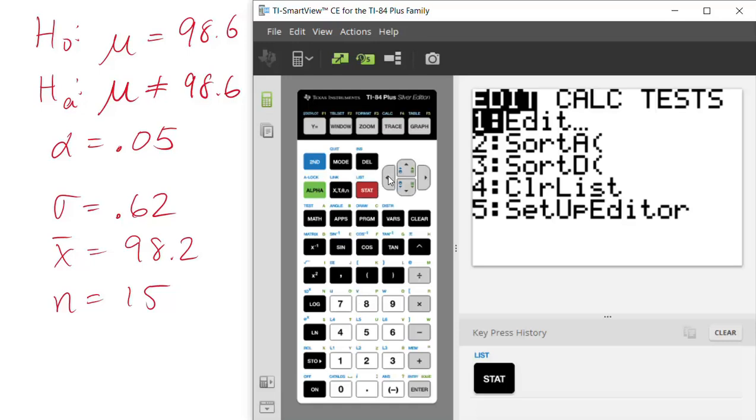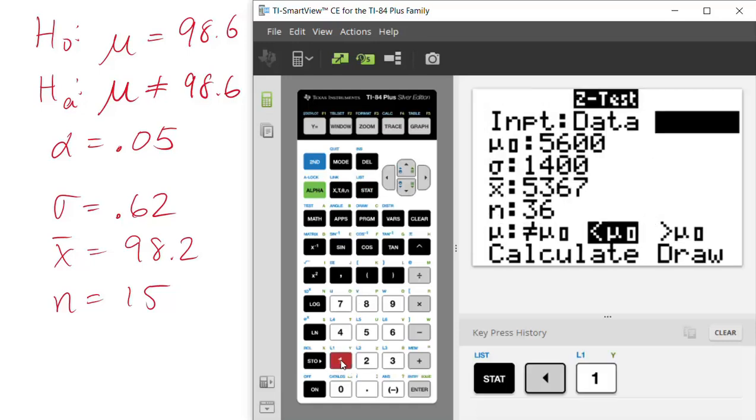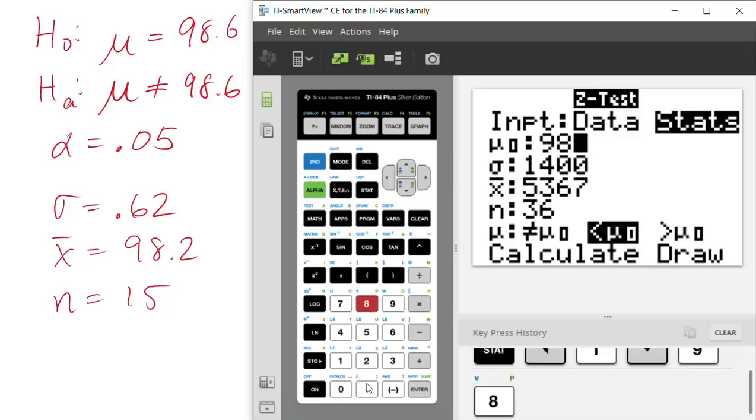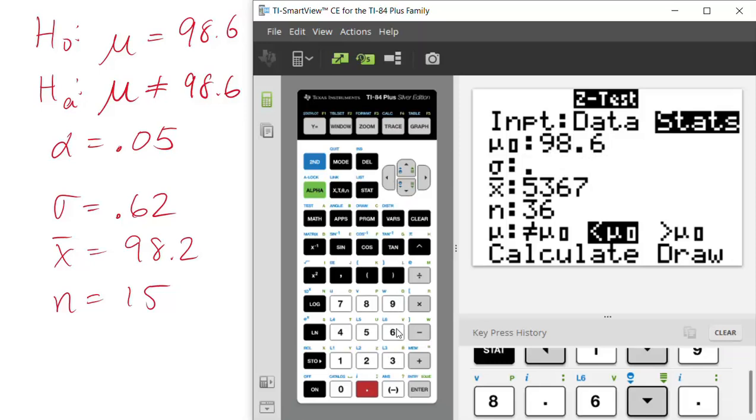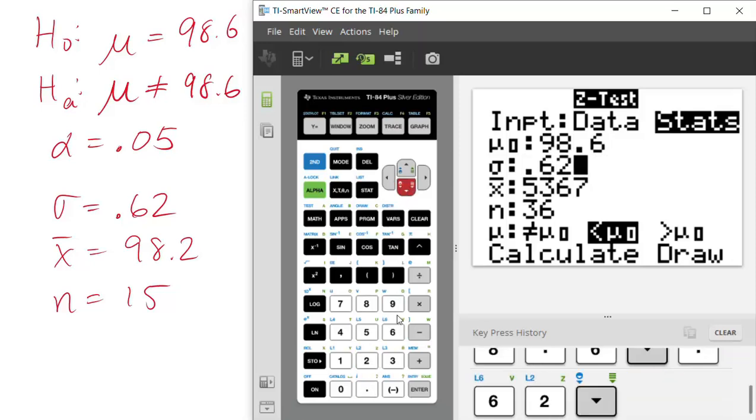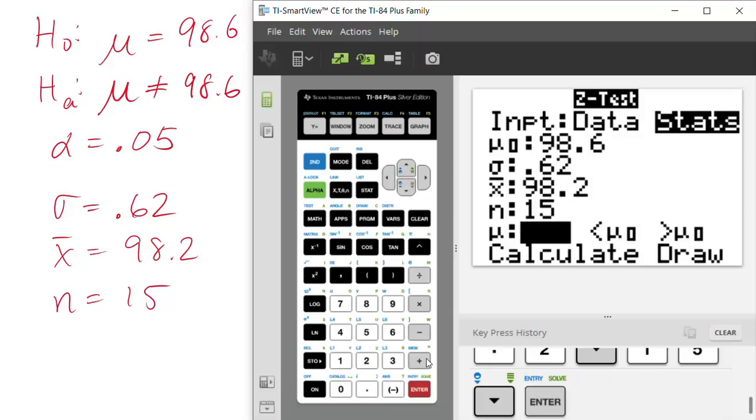Stat, scroll to tests, choice 1. Mu sub 0 is the number in the claim, which is 98.6. Sigma is 62 hundredths. X bar is 98.2. N is 15. And we're choosing the not equal to symbol here because we were asked to test the claim that the mean is different than 98.6 without specifying a particular direction, less than or greater than. We calculate.